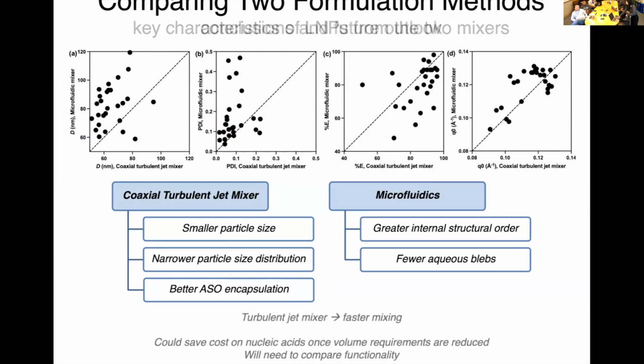So then that led us to conclude that turbulent jet mixer leads to faster mixing, and this could potentially save cost on nucleic acids if we were able to reduce the volume requirements for these experiments. But as I mentioned earlier, we do want to take into account formulation and structure and efficacy together, and we haven't really done the efficacy part of that here, so we will still need to go back and run more experiments to compare functionality. But this was a good example of how we can utilize the high throughput aspect of our beamline to try to look at one of the important factors of formulating lipid nanoparticles, which was the actual mixing method.